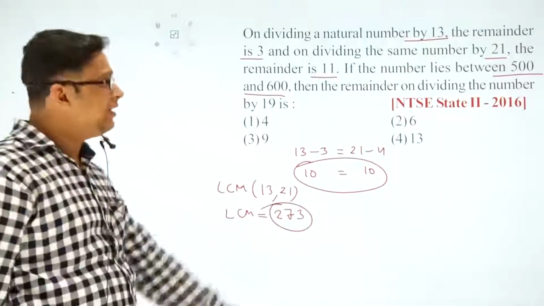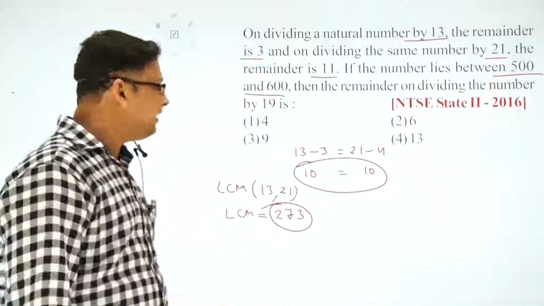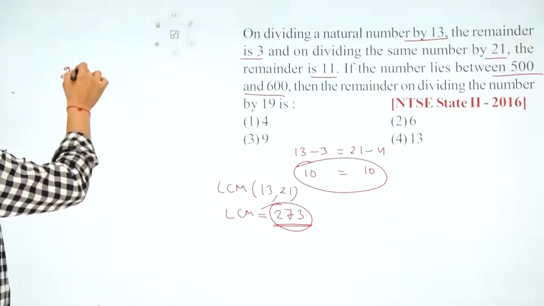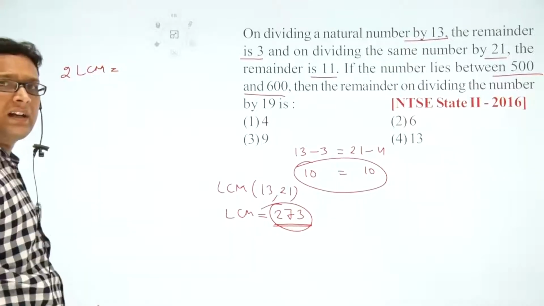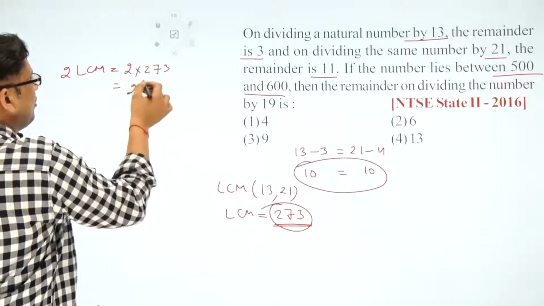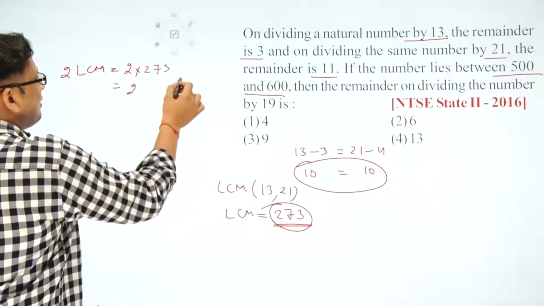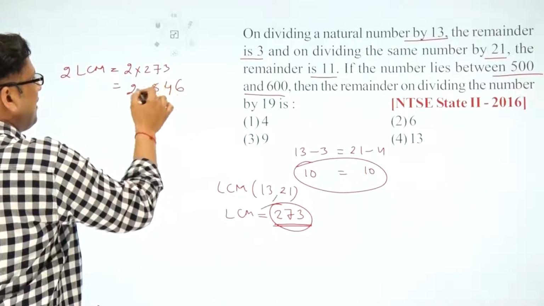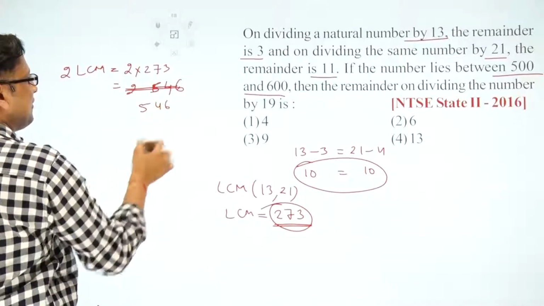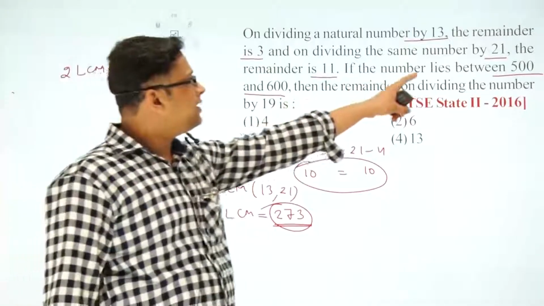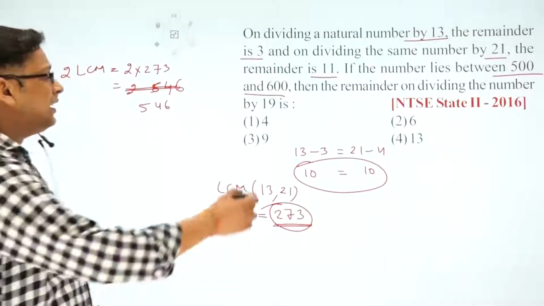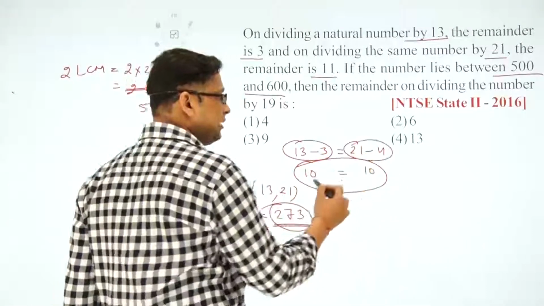But as already mentioned, the number lies between 500 and 600, so we take twice the LCM, which is 2 into 273, that equals 546. Now this number lies in the range 500 to 600, but here the difference between the divisor and the remainder is 10.